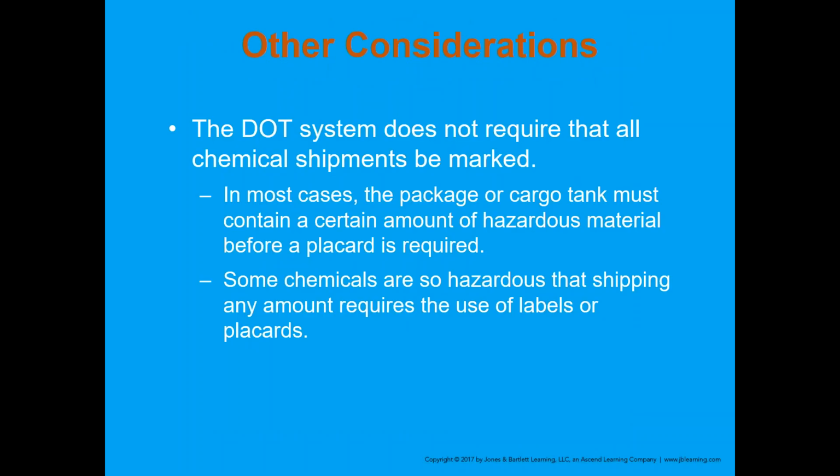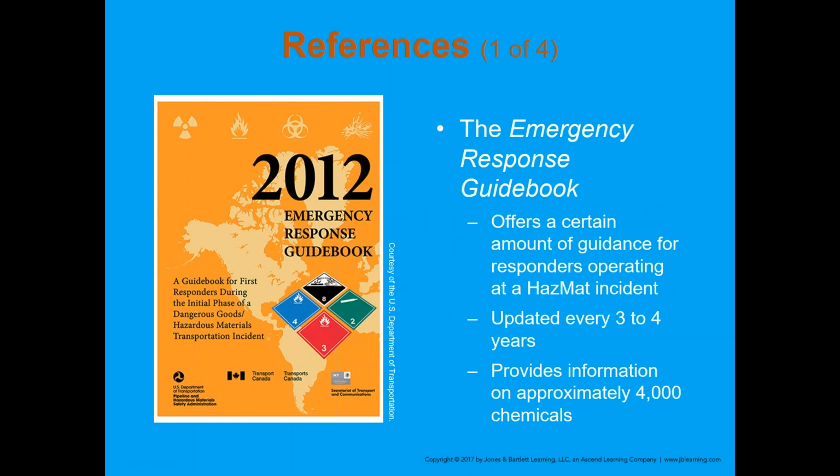So the DOT does not require that all chemical shipments be marked. Some chemicals are so hazardous that the shipping of any amount, whether it's a large amount or even just a very, very tiny amount, has to have some kind of label or placard. Just be aware that you may have to ask whoever is available there what is contained in some of these containers.